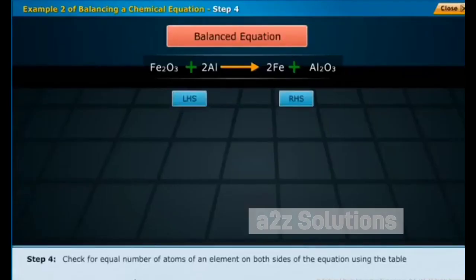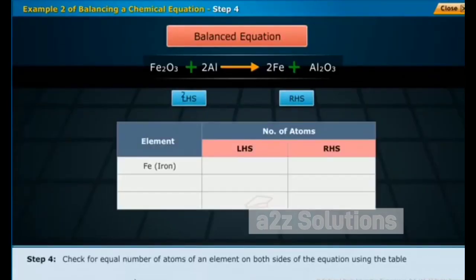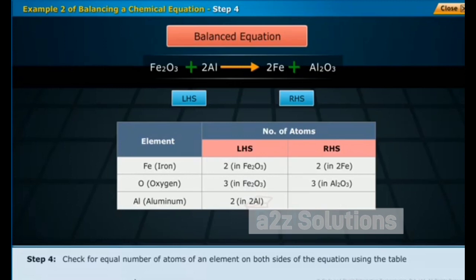Step 4. Check for equal number of atoms of an element on both sides of the equation using the table. Now, let us learn about the factors that make a chemical reaction more informative.